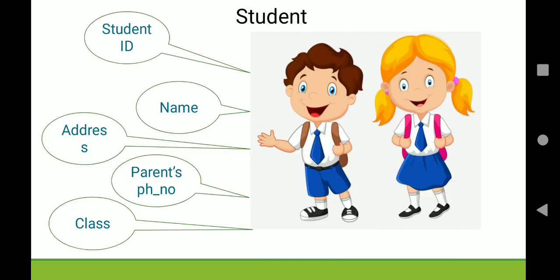Next example is a student. If we want to store the details of a student, some example details are student ID, name, address, parents' phone number, class, etc. If we want to store the details of a student, the previously discussed data types like int, float, char, etc., may not be enough. In such situations, structures can be used.